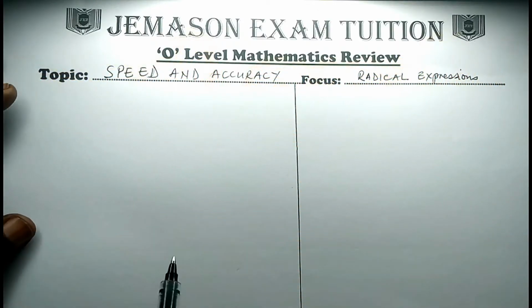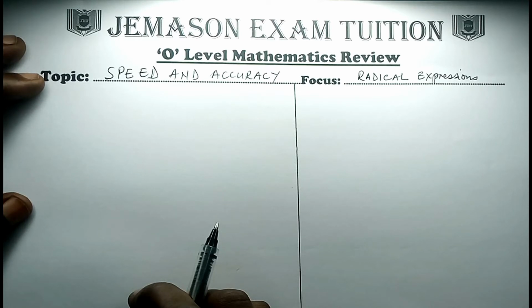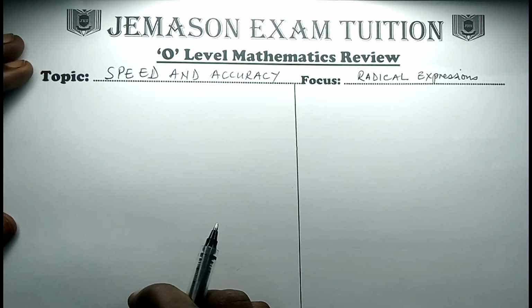Hello, welcome again to our series on speed and accuracy in mathematics. In the previous video, we focused on the shortcuts that are involved when you are solving fractions in mathematics. This time we are going to focus on radical expressions. They are also amongst the speed breaks that we have anytime we are solving problems in mathematics.